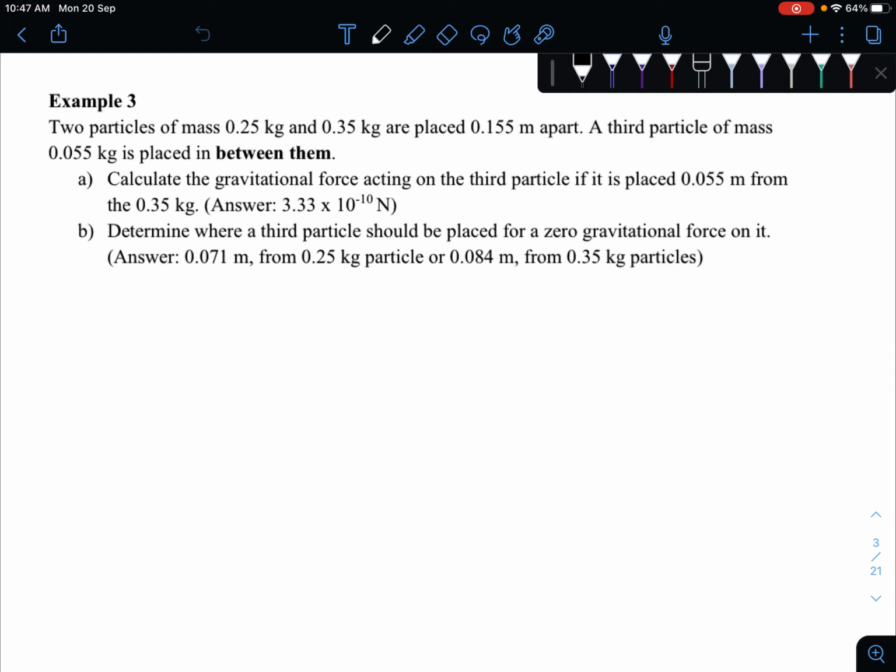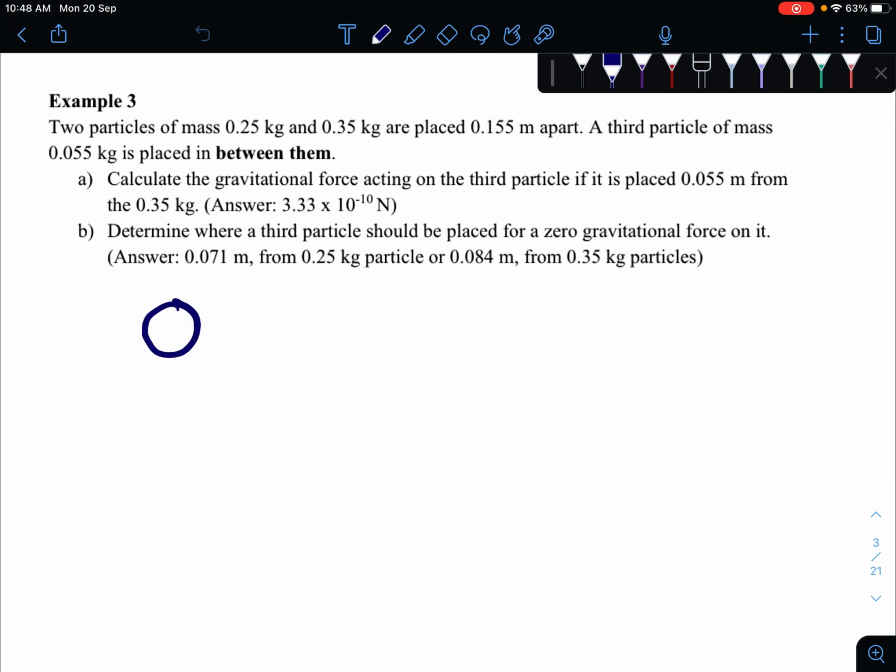So next we'll do example 3. Two particles of mass 0.25 and 0.35 kg are placed 0.155 meter apart. A third particle of mass 0.055 kg is placed in between them. So let us first sketch the position of objects here before we look at the question.